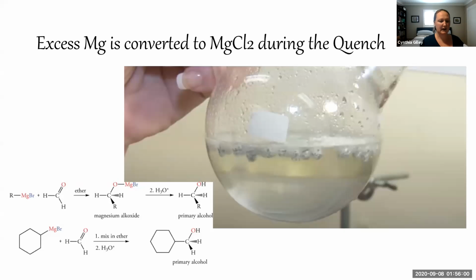A couple of things are going to happen during the quench. The first important function of adding the aqueous acid is to protonate the alkoxide ion. Notice you see after the Grignard reagent has reacted with an aldehyde, we get a magnesium alkoxide. It is only after you quench the reaction with H3O+ that you're able to have a neutral alcohol that you can isolate. So that is the first important function of the quench, or adding the aqueous acid at the end of the reaction.